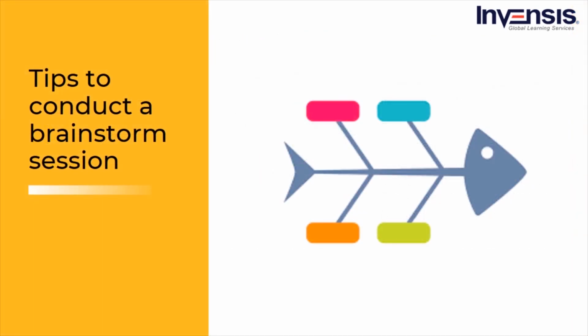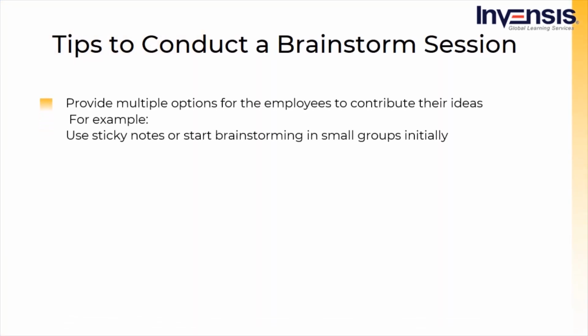Now, let us talk about some of the tips to conduct a brainstorming session, which is very important to understand fishbone diagram. The first step while creating a fishbone diagram is the brainstorming process. When using a fishbone diagram, it's important to monitor your team's brainstorming ability. Here are a few tips to get started on the right track. Provide multiple options for the employees to contribute their ideas. For example, use sticky notes or start brainstorming in small groups initially.